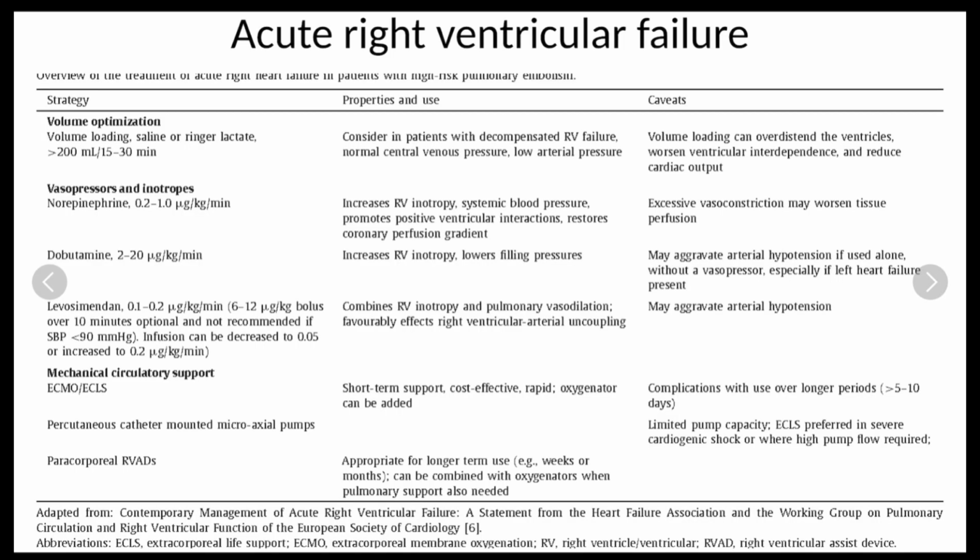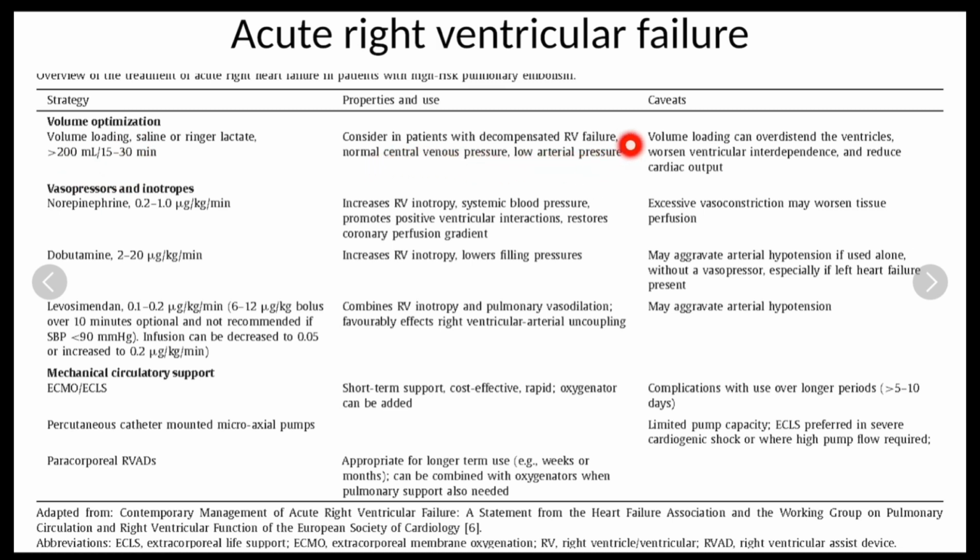So first thing is how we will manage acute right heart failure in patients with high risk pulmonary embolism. Like the patient is having high risk pulmonary embolism or acute right ventricular failure due to pulmonary embolism, then how will we manage that patient? The strategy will be volume optimization, then vasopressor or inotrope, then mechanical circulatory support. First is volume optimization: volume loading with saline or ringer lactate, at a rate of more than 200 ml within 15 to 30 minutes.